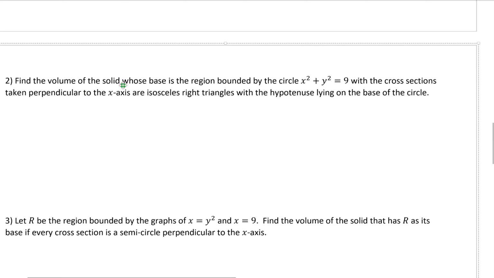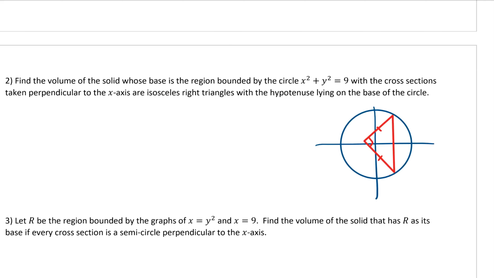It says the volume of a solid whose base is the region bounded by this circle x squared plus y squared equals 9, so the radius is 3, with the cross sections taken perpendicular to the x-axis, so that means we're going to be using dx, are isosceles right triangles with the hypotenuse lying on the base of the circle. Whoa, I gotta draw this thing. Now this question ended up super tricky because this is what I kind of drew. I've got lots and lots of these isosceles triangles on here, but the interesting part of this, something I could do here is I could say this is y and I could say that's y.